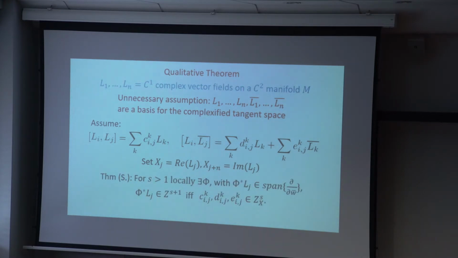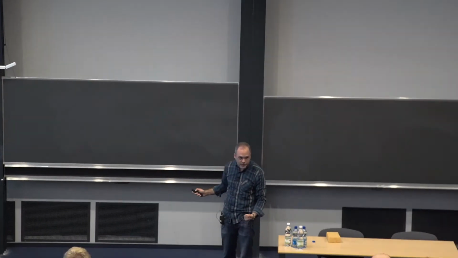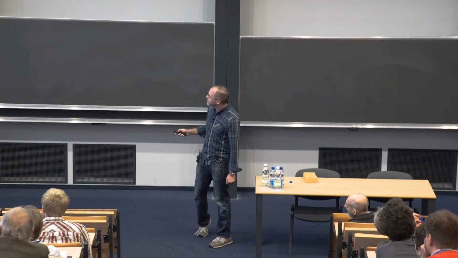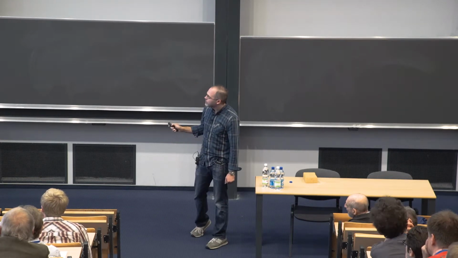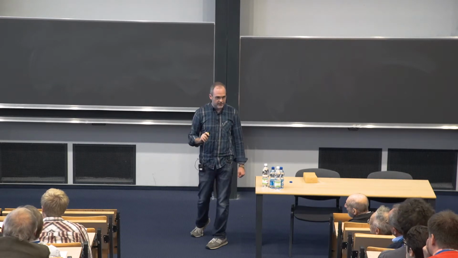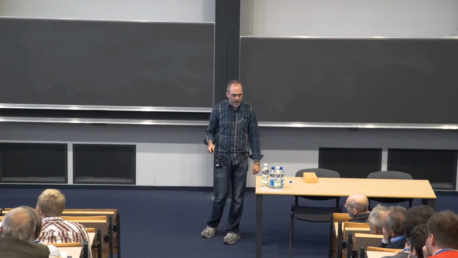And here's the theorem. For any s bigger than 1, locally you can pick a coordinate chart phi, such that if we write these L's in the coordinate system given by phi, they are anti-holomorphic. They're spanned by the d by dw bars, and they're Zygmund of order s plus 1, if and only if the C's, the D's, and the E's are Zygmund of order s with respect to x. So that's our diffeomorphically invariant condition about when we can do this. Again, one way is obvious. The left implies the right is obvious. The right implies the left is the trick.